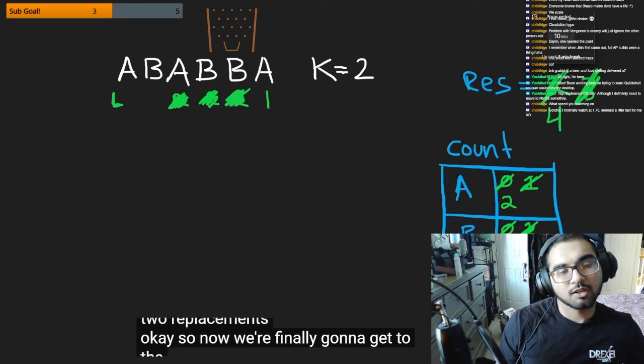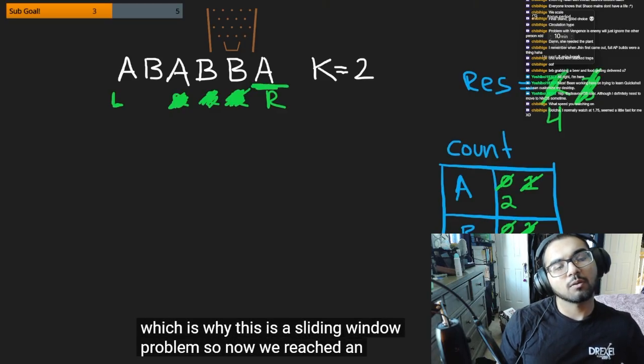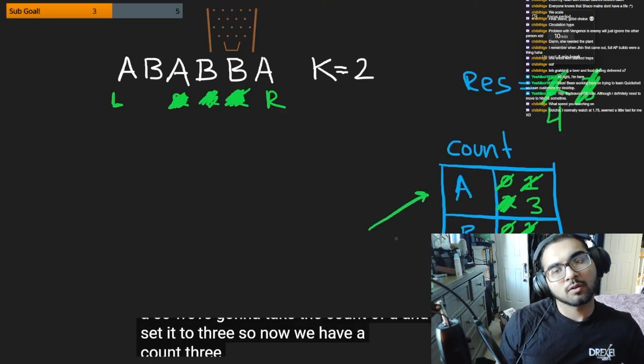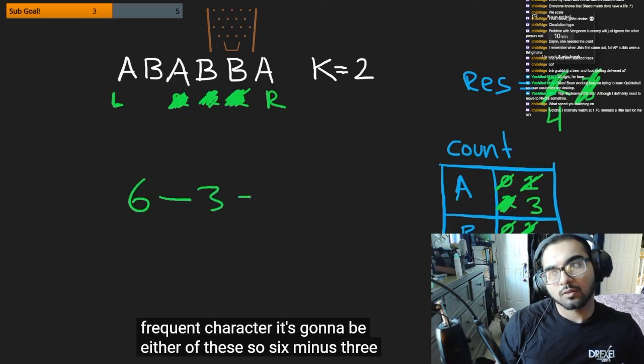Okay, so now we're finally going to get to the case that I mentioned earlier, where we're going to take our left pointer and then slide it to the right, which is why this is a sliding window problem. So now we reached an a. So we're going to take the count of a and set it to 3. So now we have an a count of 3 and a b count of 3. So let's take the size of our window, 6, and subtract from it the count of the most frequent character. It's going to be either of these. So 6 minus 3 means we need to make 3 replacements.